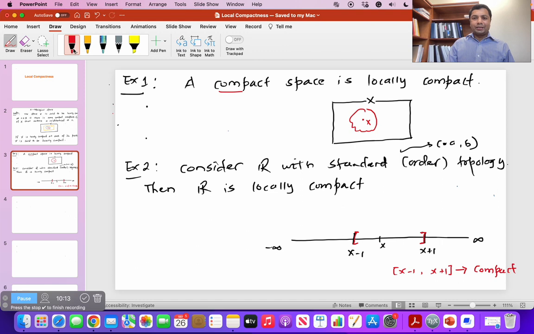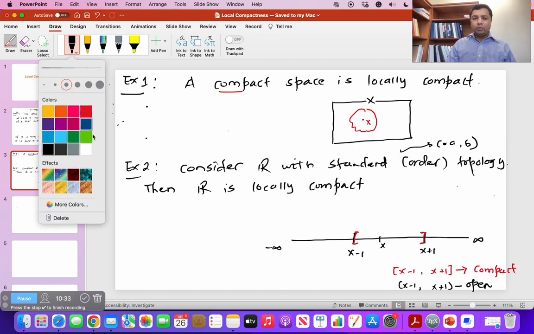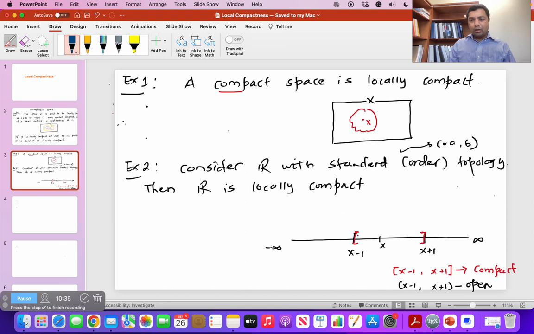And we know that in R, the open sets are simply the open intervals. Now, let's take this open interval, X minus 1 as the left endpoint and X plus 1 as the right endpoint. So this is open, and also it contains this point X. So this interval is an open neighborhood of X, and obviously this open interval is a subset of this closed interval. So this closed interval will serve as a compact subspace of R which contains this neighborhood of X. That's why R is locally compact at X.